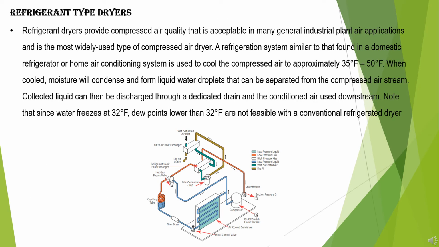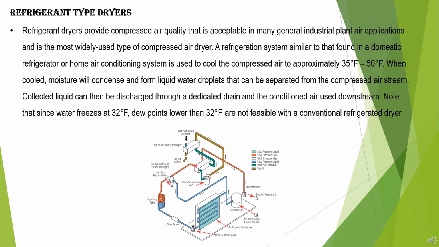Refrigerant type dryers. Refrigerant type dryers provide compressed air quality that is acceptable in many general industrial plant air applications and is the most widely used type of compressed air dryer. A refrigeration system similar to that found in a domestic refrigerator or home air conditioning system is used to cool the compressed air to approximately 35 Fahrenheit to 50 Fahrenheit.